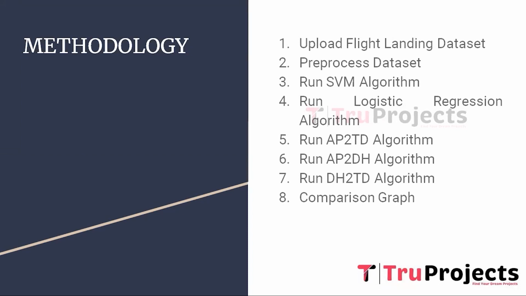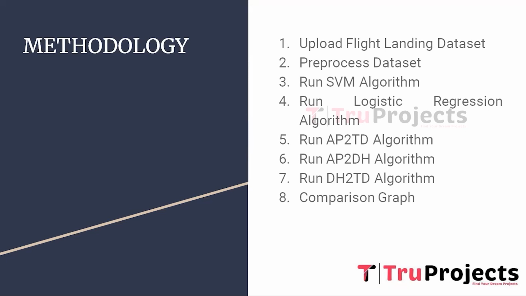First one, upload flight landing dataset. Using this module, we will upload the dataset folder with 3 files, and then the application reads all 3 files and plots a graph showing the number of hard and not hard landings. Then second module, pre-processing dataset. Using this module, we will normalize and shuffle the dataset and then split it into train and test, where the application uses 80% of the dataset for training and 20% for testing.